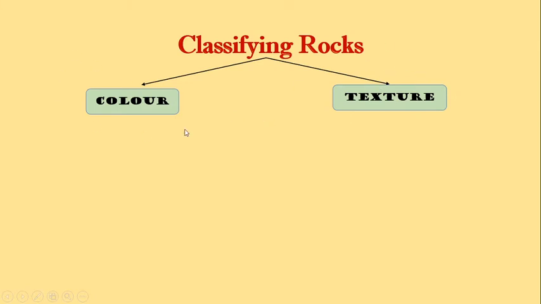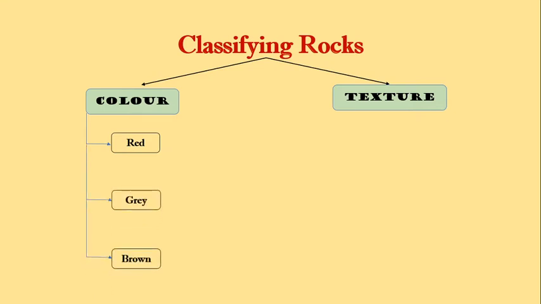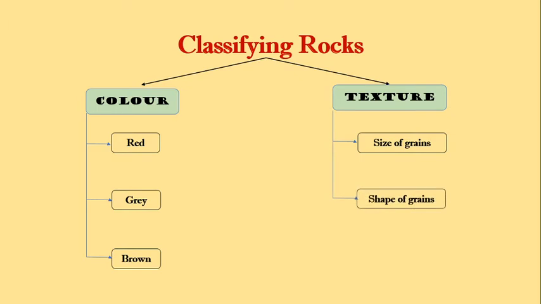Okay, how about from the color? Ya, some rocks have red colors, some rocks have gray, and also some rocks have brown colors. And from the texture, we can classify from the size of grains, ukuran dari butirannya, and then from the shape of grains, and from the patterns of grains. Now we will learn first from the colors of rock. Kita akan belajar tentang warna-warna dari batu.